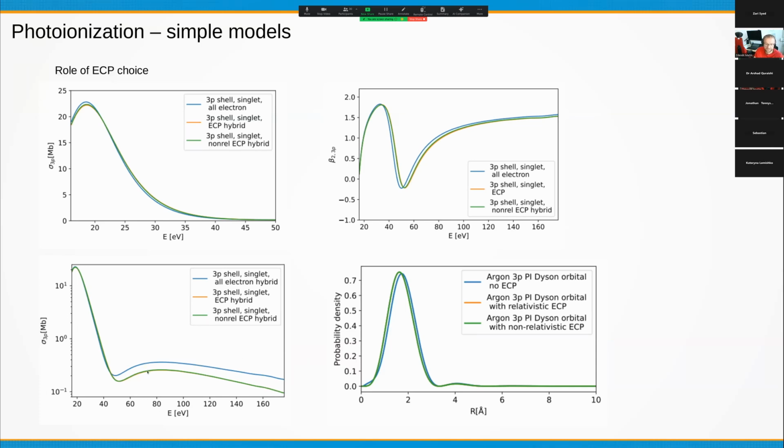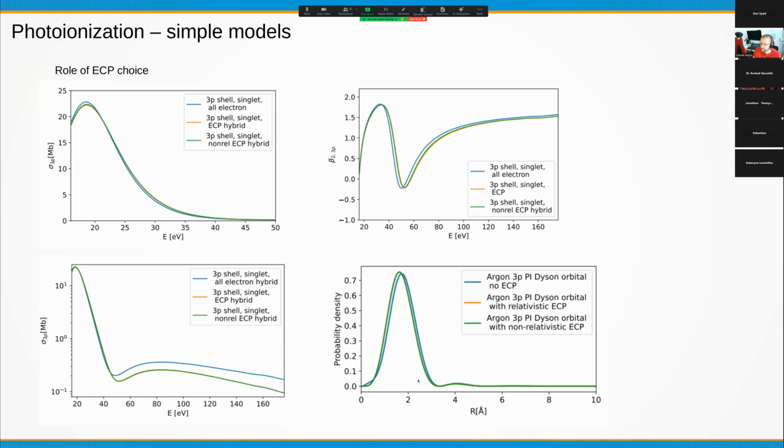And we can explain this perhaps simply by the fact that at higher energies, the photoelectron penetrates the angular momentum barrier and gets closer to the core, where it actually observes that, oh, there is some difference now, that the core has been represented by some effective potential, which is, of course, not the same thing as the all-electron calculation. And here on the top right, we see the beta parameter, which characterizes the angular distribution of the photoelectrons. And again, it's nearly identical with the all-electron results.